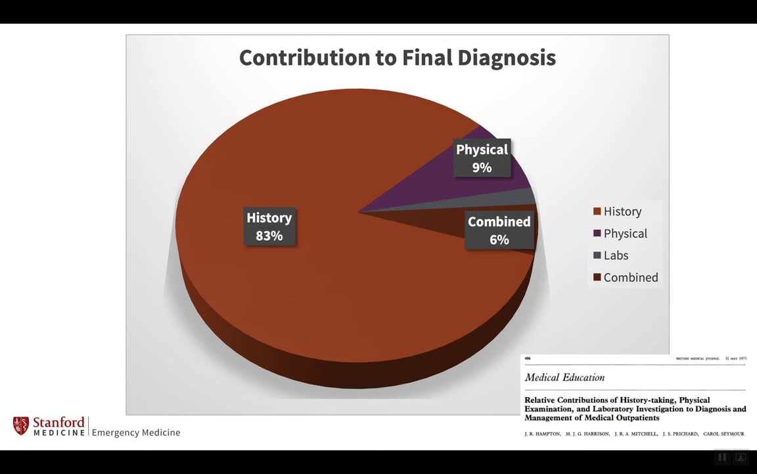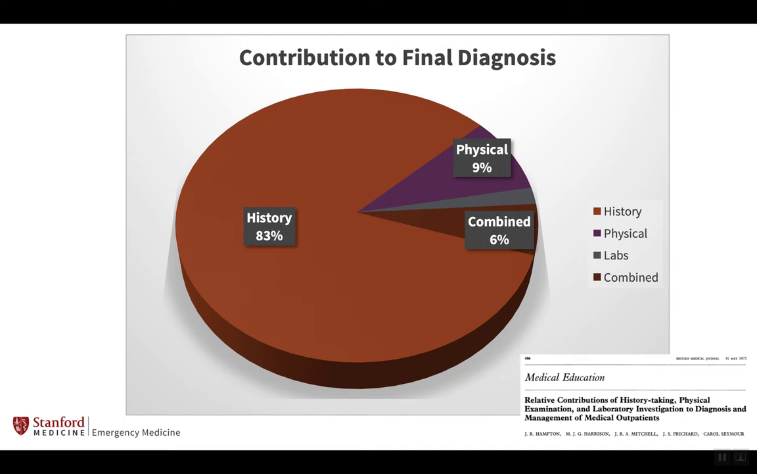So now that you know how to act in front of the camera and how to look in front of the camera, now we get to the history and physical exam. So I threw this up here because I wanted just to emphasize how important history taking is. This is an article from the British Medical Journal, 1975, Dr. Hampton. They took 80 patients and they let physicians try to come to the correct diagnosis via a history, physical exam, and labs. So 83% of the time, the physicians were able to get to the correct diagnosis with just the history. So I just wanted you to keep that in mind.